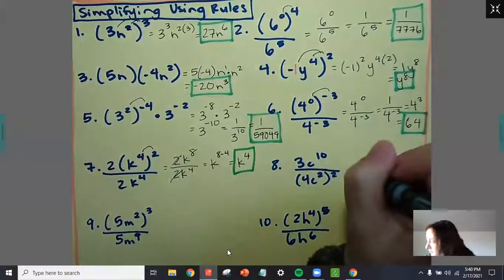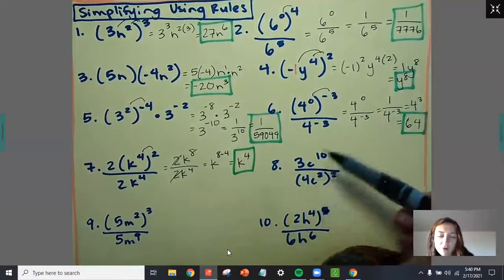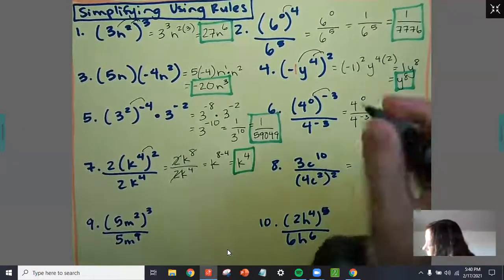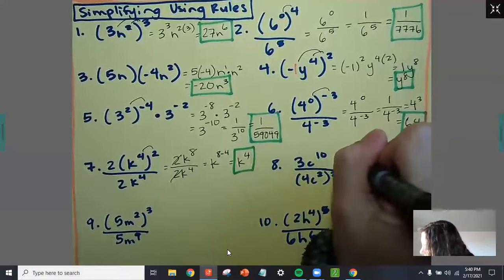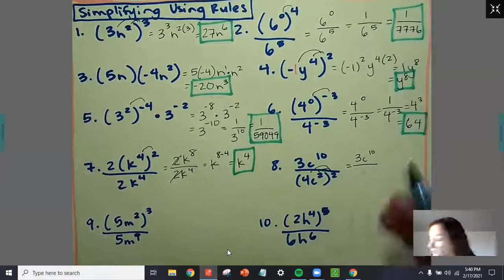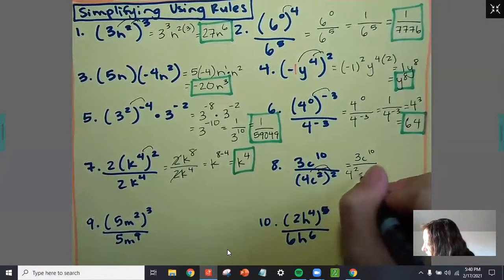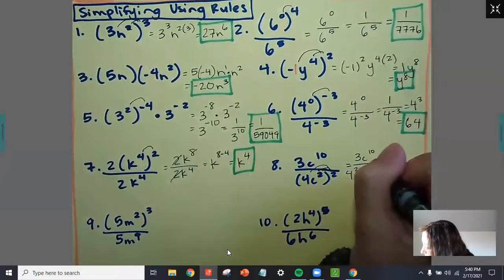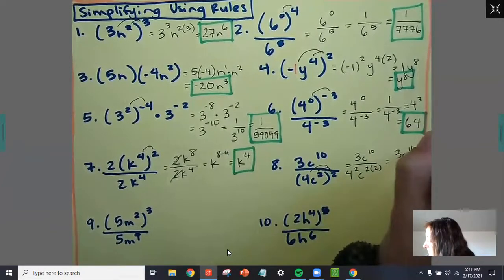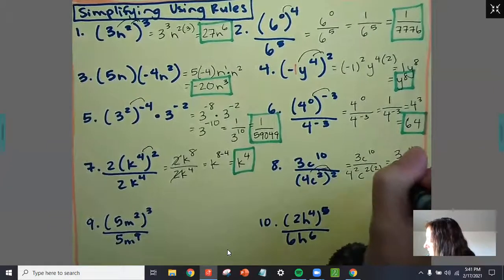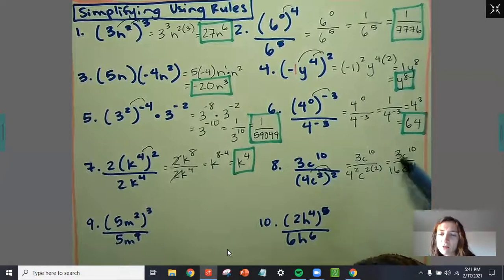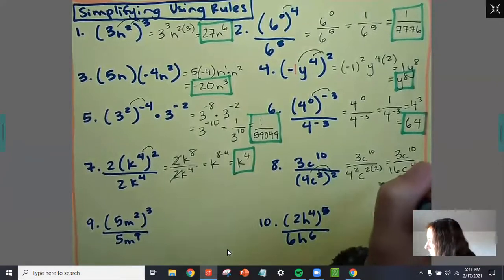All right, number 8, I don't really see anything I can do on the top. One of your hints is kind of parentheses there, so just keep that in mind. So I'm just going to leave the 3c to the 10th for now. And in the denominator, I'm going to distribute the squared to everyone. So it's going to be 4 squared times c to the 2 times 2. There we go. All right, so we're going to have 3c to the 10th divided by 4 squared, which is 16, and this is going to be c to the 4th. 3 over 16, I can't reduce that, so I'm just going to leave that there.